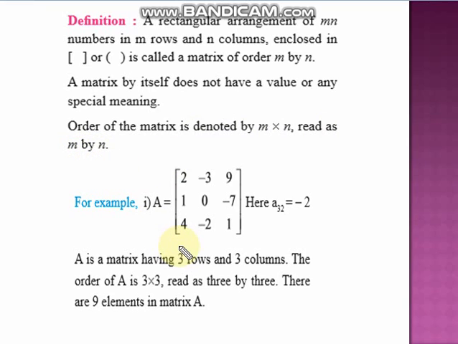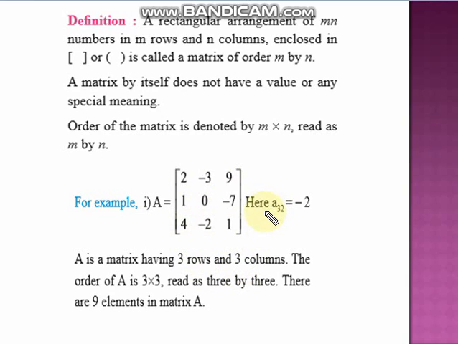You can see this example. I have denoted by capital A the 9 elements enclosed in a square bracket. So this is the first row, second row, third row, first column, second column, third column. Since there are 3 rows and 3 columns, the order of this matrix is 3 by 3.